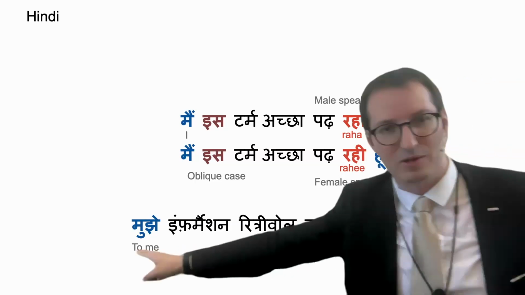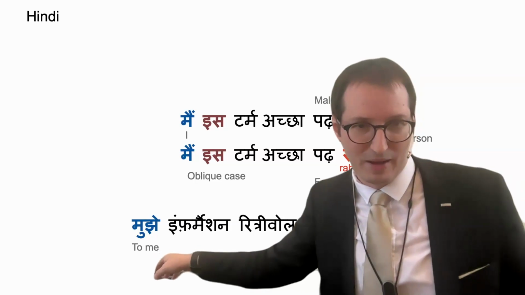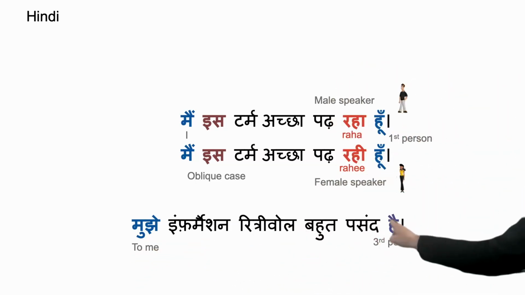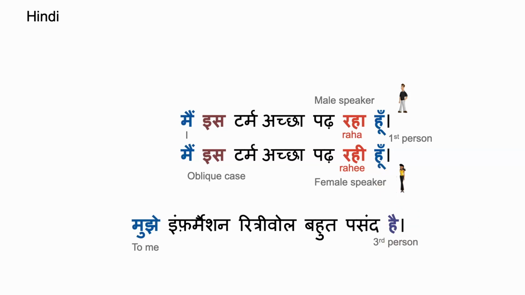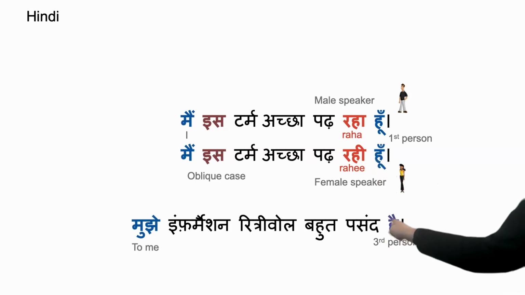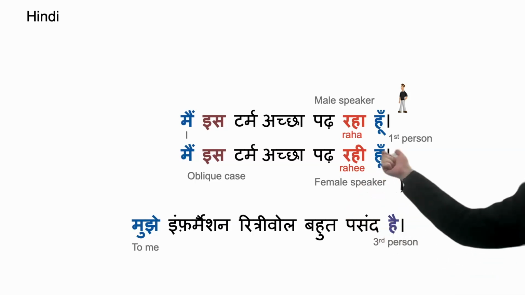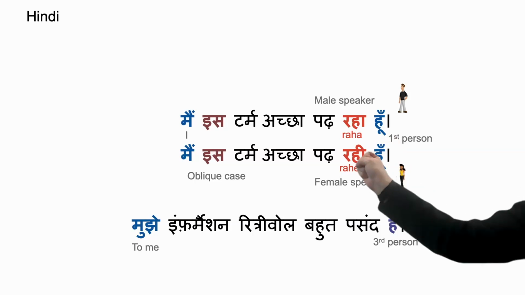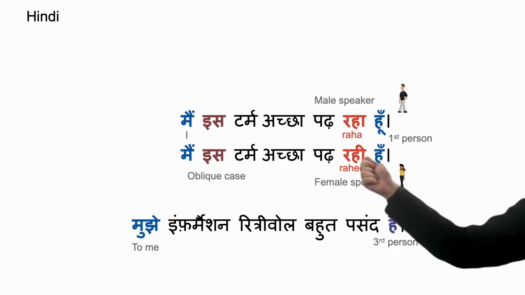And here, that's another example of dative. Mujhe information retrieval bahut pasand hai. I like information retrieval, and that would be the first person conjugation. And you see, it's almost a single character. In fact, it's two characters pasted together. It's a consonant and a vowel pasted together. So you see the complexity of that when you actually have to parse this.